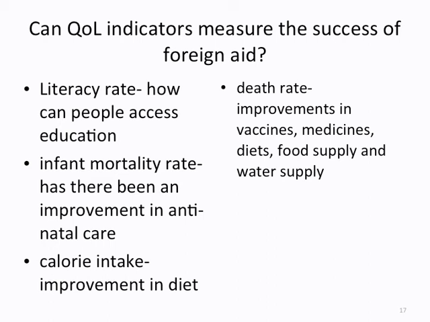So can quality of life indicators measure the success of foreign aid? Well, I suppose in many ways they can, because if the literacy rate improves, this can show how people can access education. If foreign aid is given, will the infant mortality rate drop? And will there have been an improvement in antenatal care? If there's been some foreign aid given, will the calorie intake improve and therefore show an improvement in diet? If there is foreign aid given, will the death rate change and actually drop, which means there have been improvements in vaccines, medicines, diets, food supply and water supply.